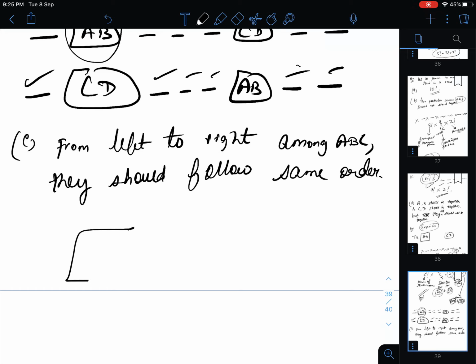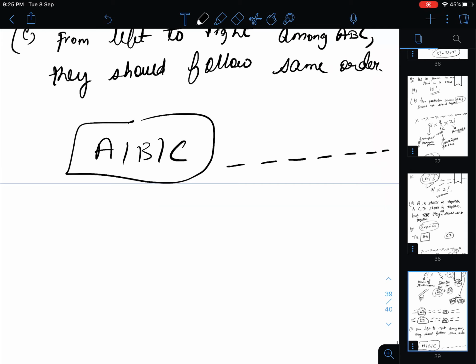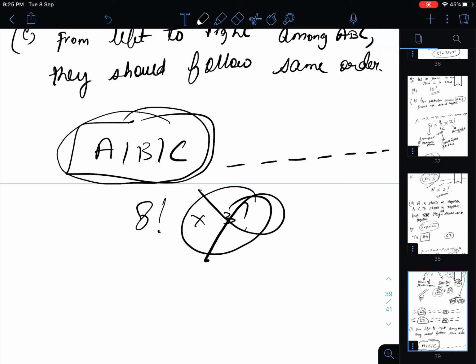What they do is they put A, B, C together, and then 1, 2, 3, 4, 5, 6, 7. They tie A, B, C together. Then you have 7 letters left, and then what they say is the answer is 8 factorial, because A, B, C can be arranged in only one way. That is the argument that students sometimes give. That is because from left to right the order must be same. So we won't do 3 factorial. This is not required because only one possible ordering of A, B, C is there.